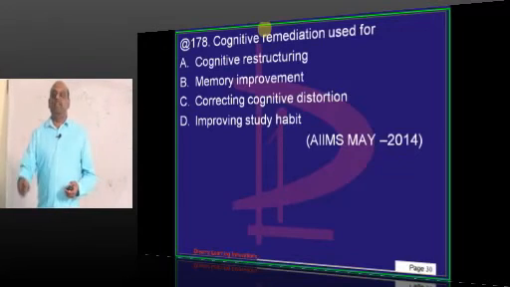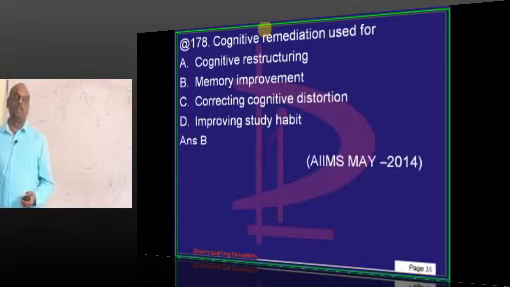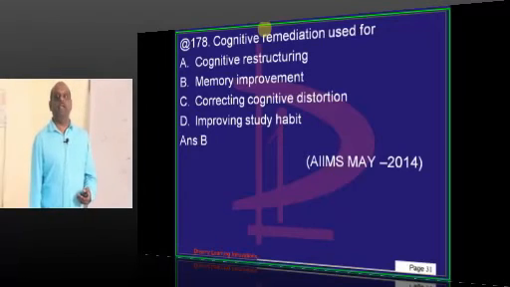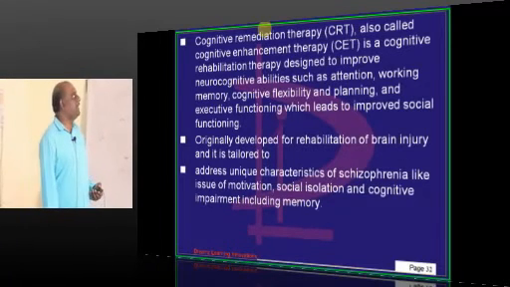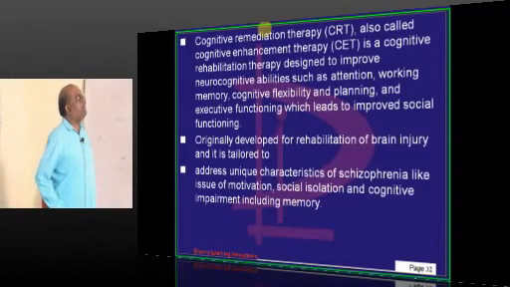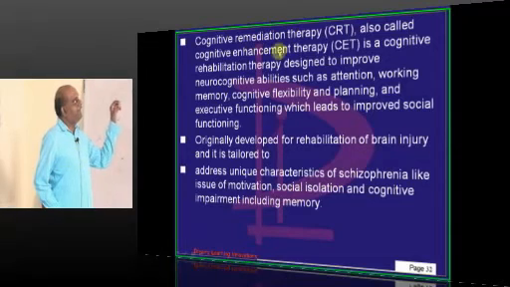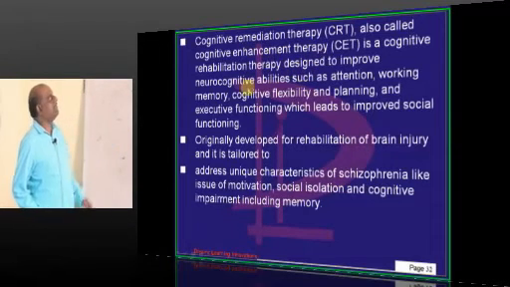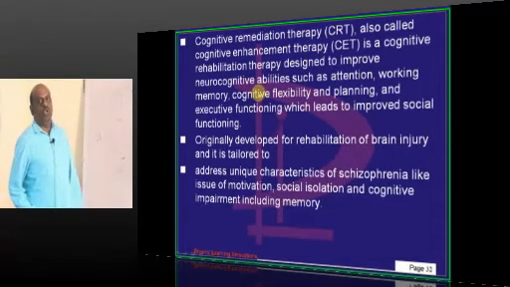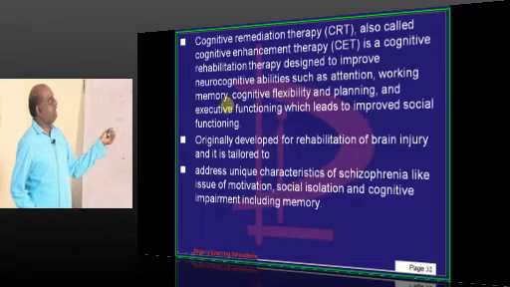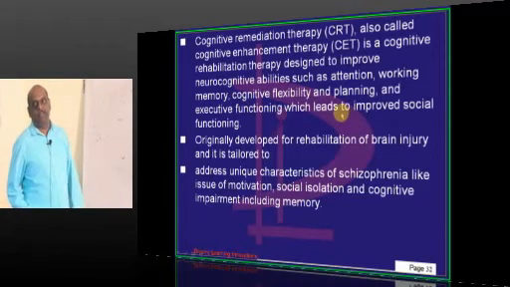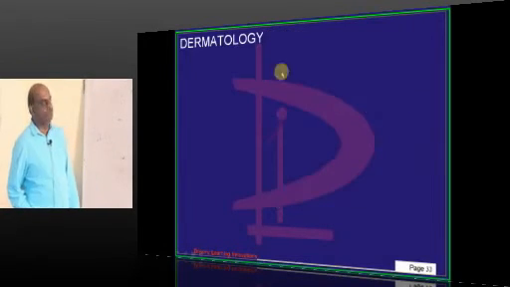Cognitive remediation is used in which scenario? For the memory improvement, schizophrenics also. Cognitive remediation therapy, also called enhancement therapy, to improve the attention, working memory, cognitive flexibility, planning, etc.